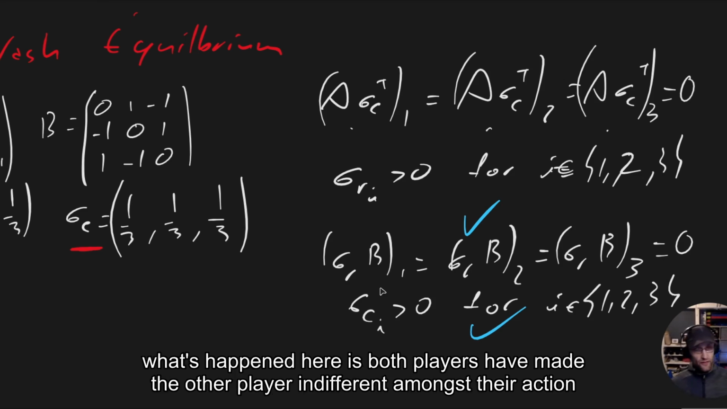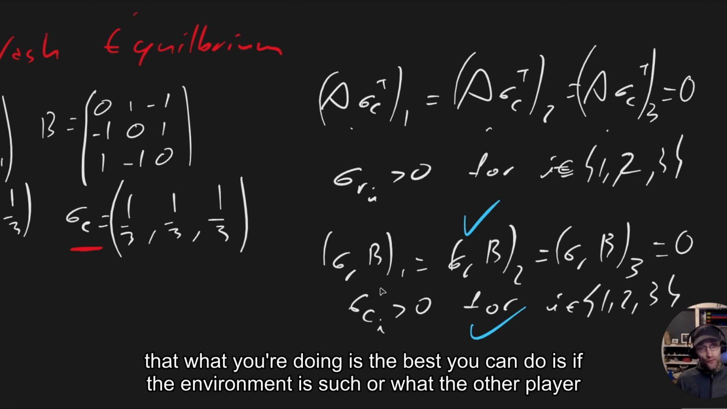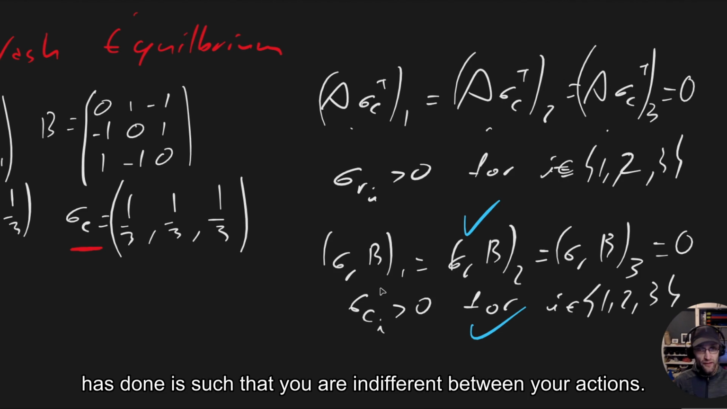And really what's happened here is both players have made the other player indifferent amongst their action sets. And that's a big part of what we mean by having no reason to move, no reason to deviate: that what you're doing is the best you can do if the environment is such, or what the other player has done is such, that you are indifferent between your actions.